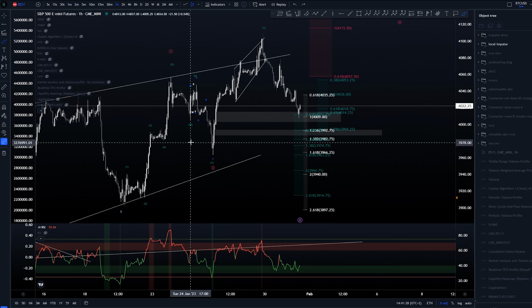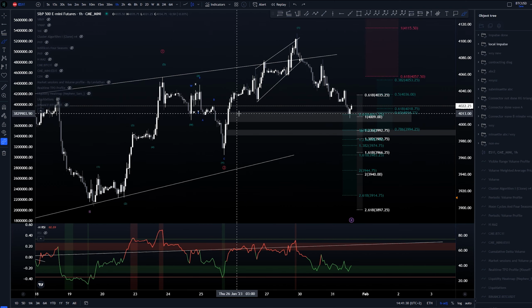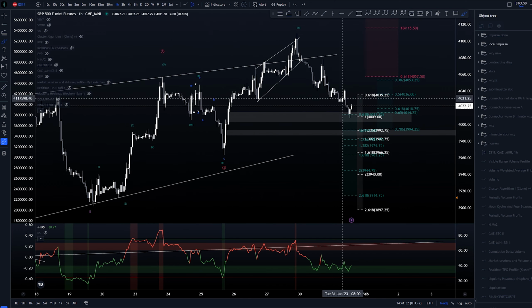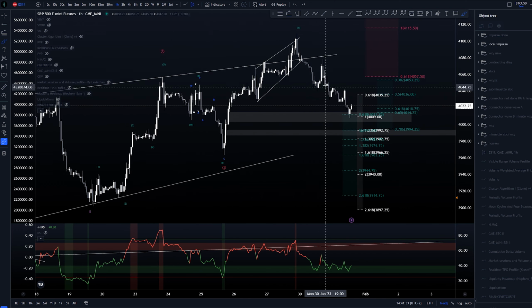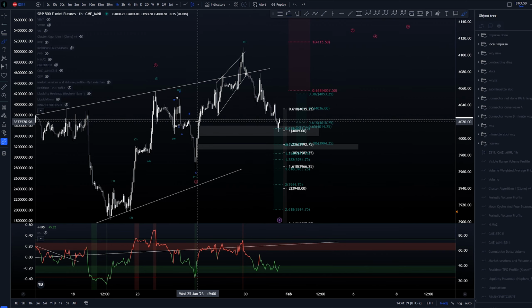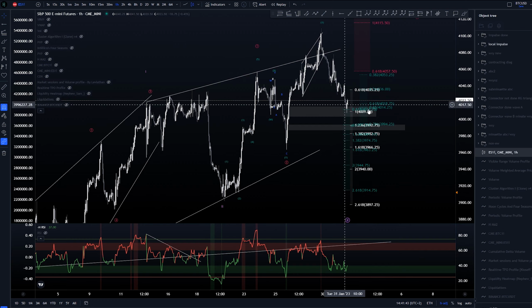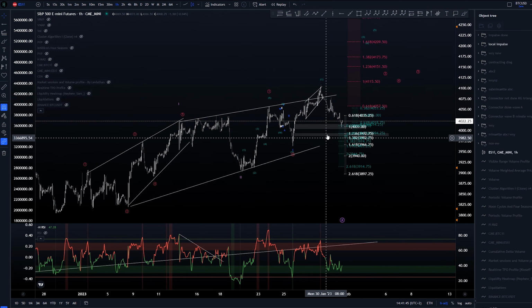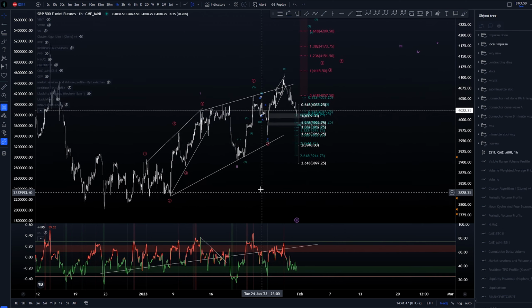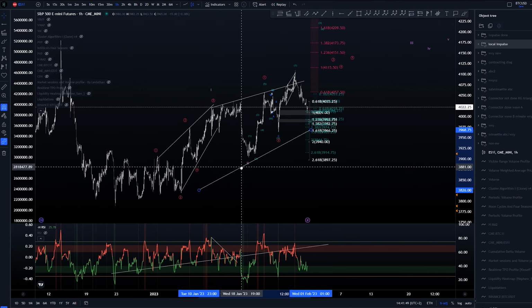John on Discord mentioned that we had this fair value gap. Again, this is where we had that 1-to-1 extension as well. So again, fits very well. We went a bit past the golden pocket here, but it's still in that area. So it still fits kind of well, this being wave 2.